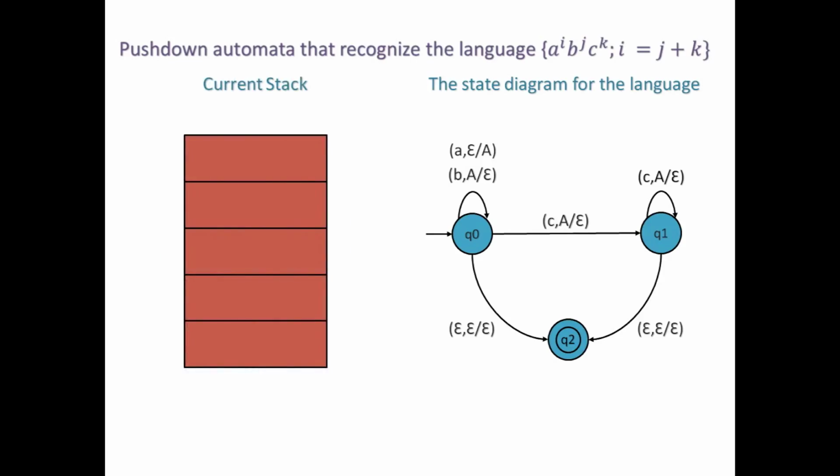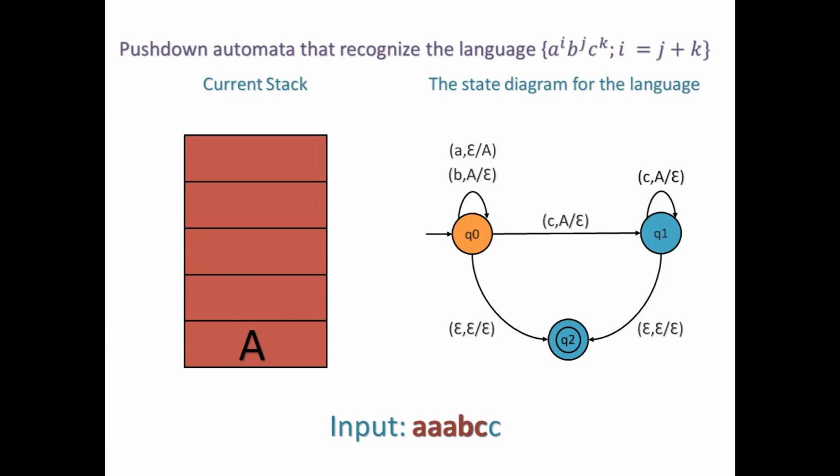Let us test the language with input AAABCC. Our current state will be marked orange. First, we read the input string A. This will push A into the stack. This is repeated with the next two A's. When input string B is read, one A will be popped out of the stack.